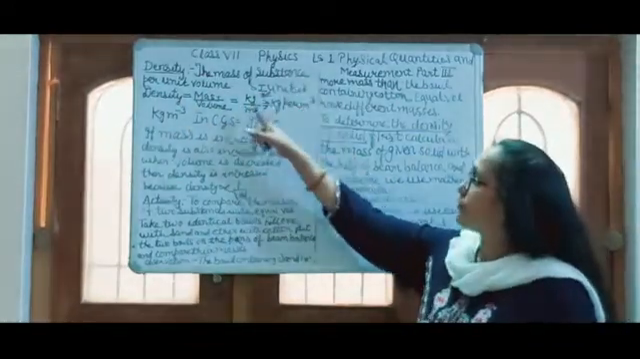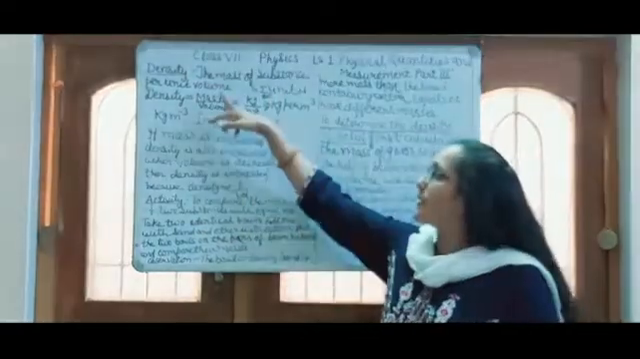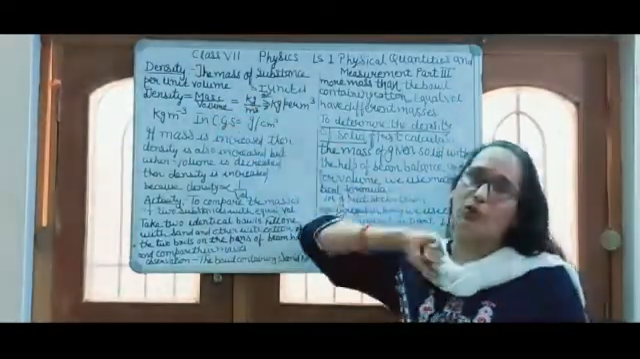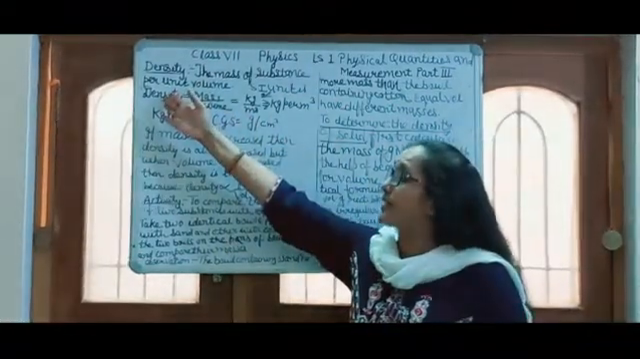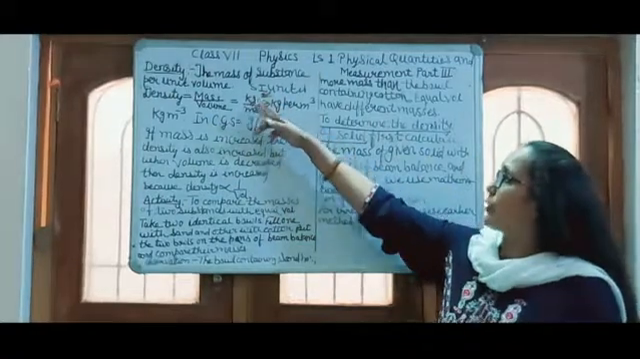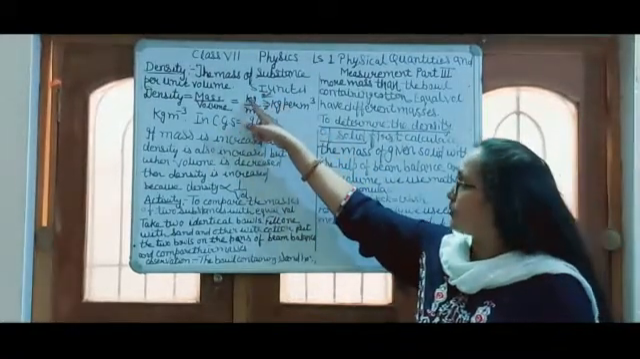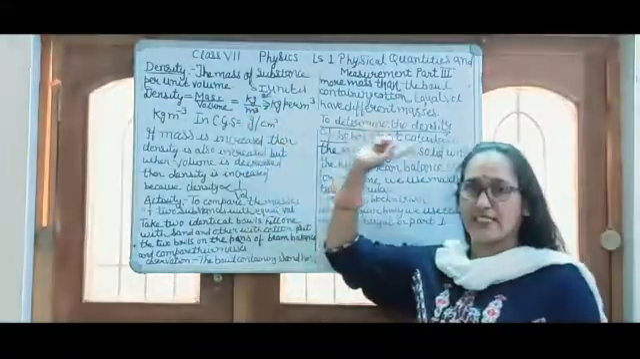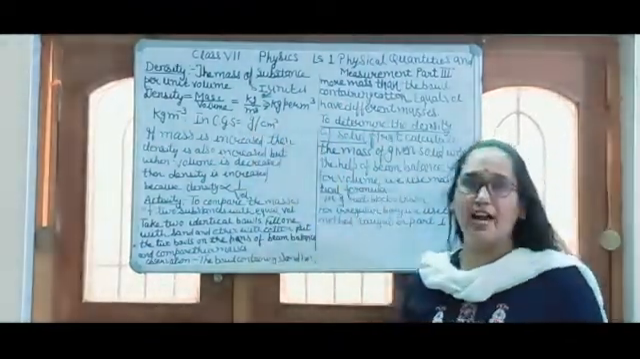The SI unit of density we can find by the formula. What is the SI unit of mass? kg. What is the SI unit of volume? Meter cube. So the SI unit of density is kilogram per meter cube. We can read it as kilogram per meter cube. And in CGS the unit is gram per centimeter cube.